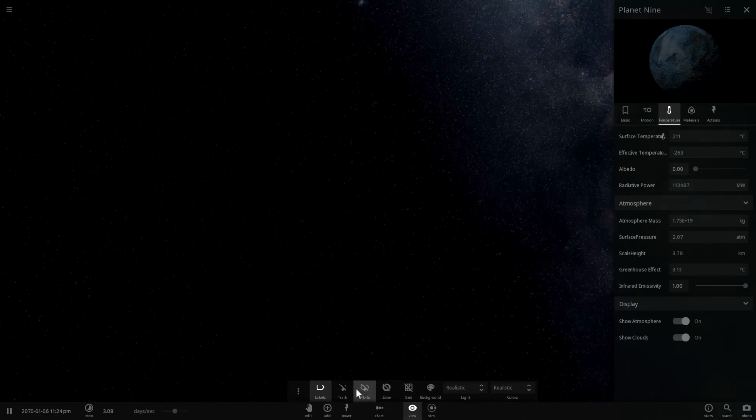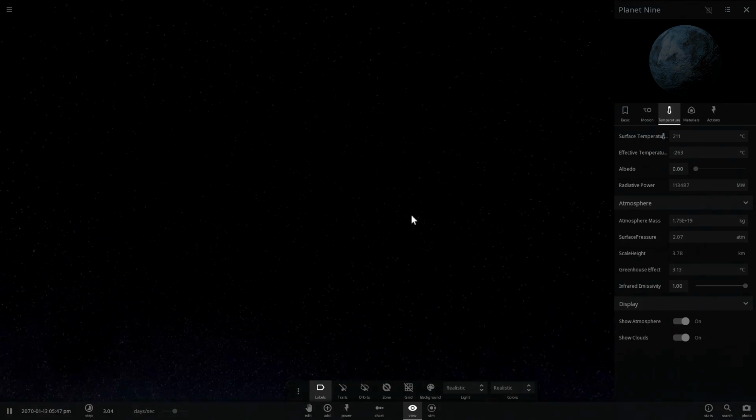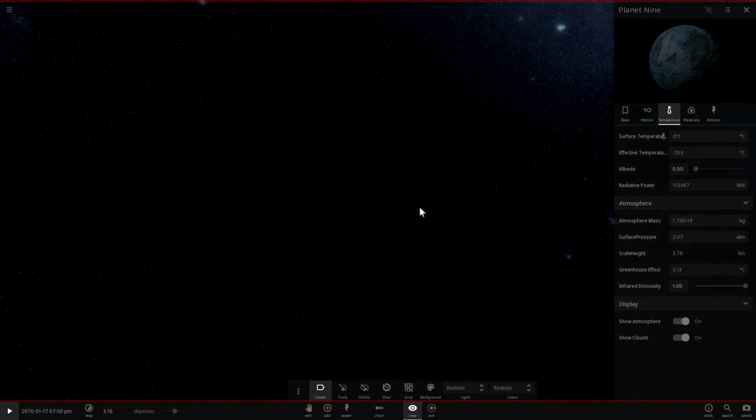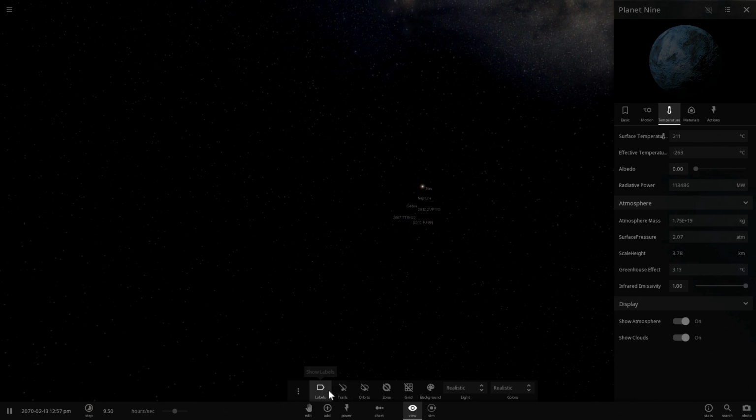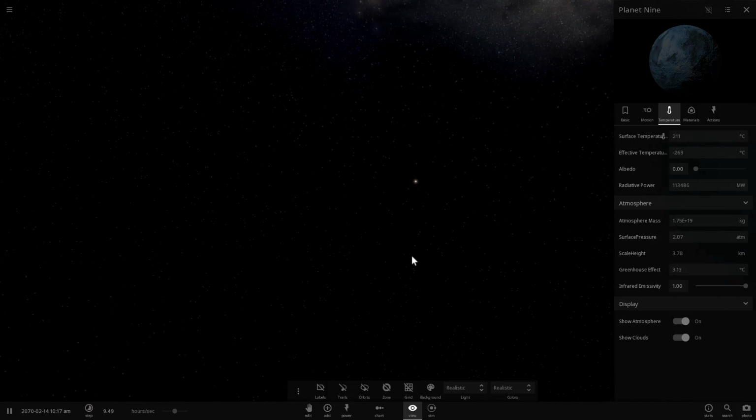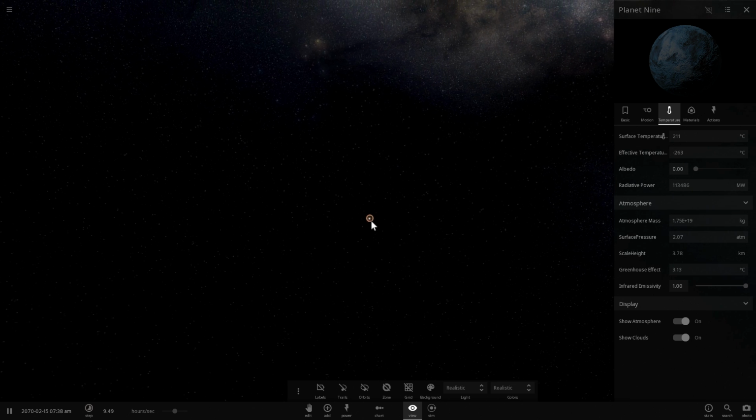We're going to disable the orbits and just look into the skies, if we can actually find it. Where is the Sun? And there it is. Now, it would probably be a lot smaller than this. I'm actually fairly certain it would be a very tiny speck, not as big as it is here.